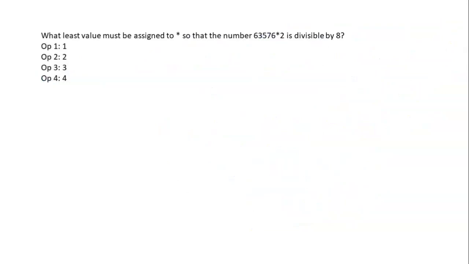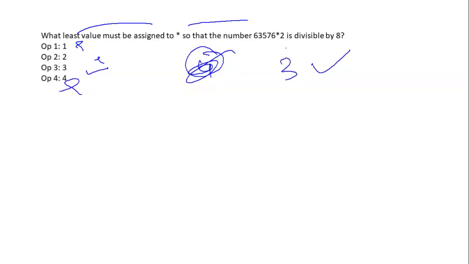Find the least number that must be assigned. Yeah, correct. 216. Correct. So, what value must be assigned to star so that it will be divisible by 8? It should be divisible by 8, and the last 3 digits should be divisible by 8. So what will I put there to make it divisible by 8? I don't think it's 1, I don't think it's 2 as well. 3 can be a possibility. Four is not possible. So our answer should be 4. Good job. This is very good. Next question.